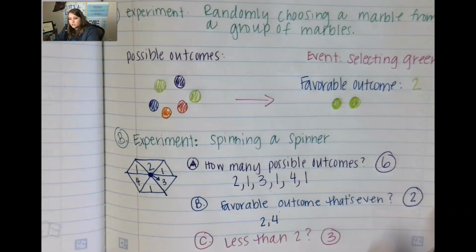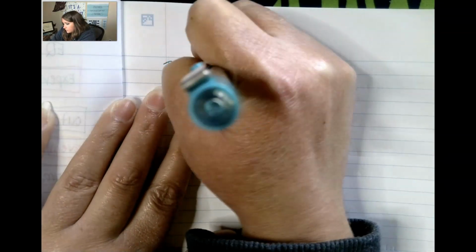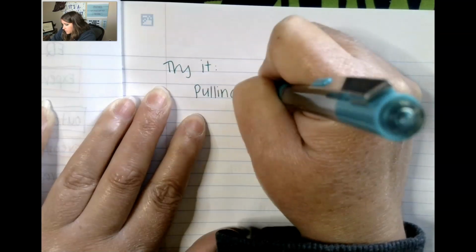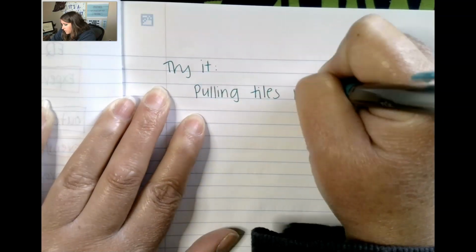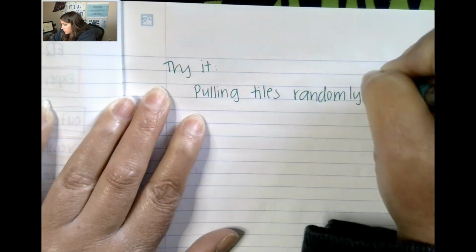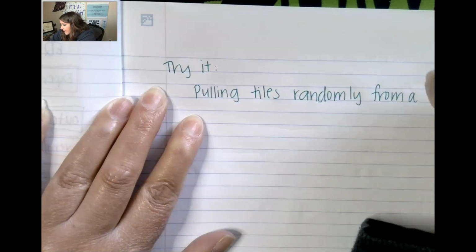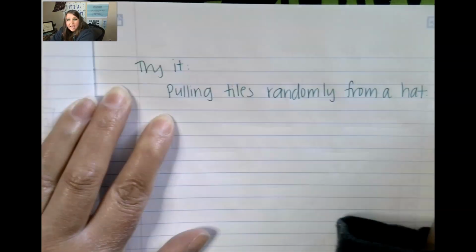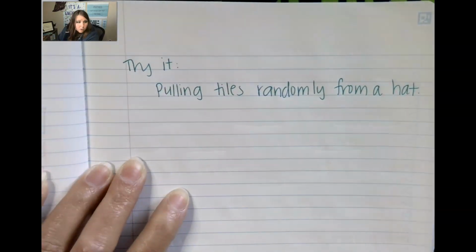Okay, it is your turn now to do a try it. And on your try it, you will be using the experiment of randomly pulling tiles from a hat. So your try it is pulling tiles randomly from a hat. Okay, and the tiles that you can pull.